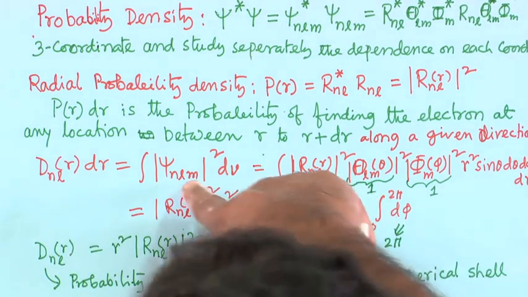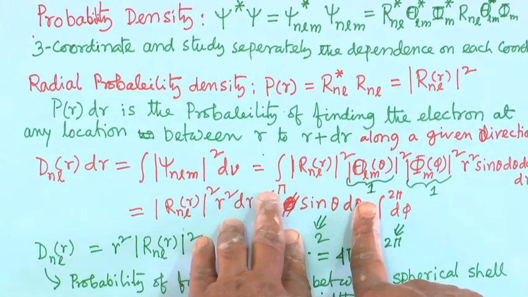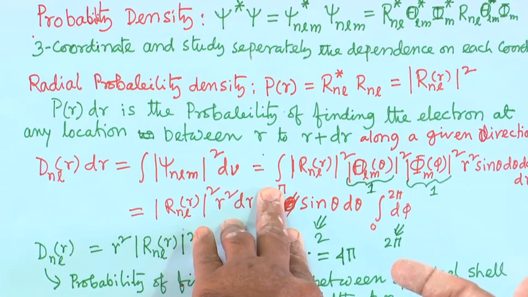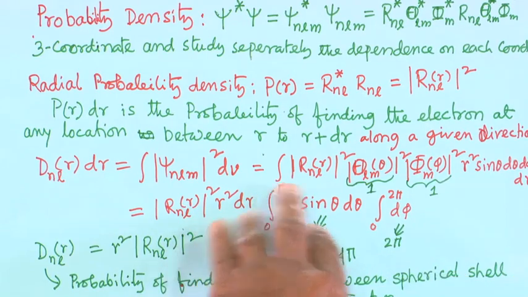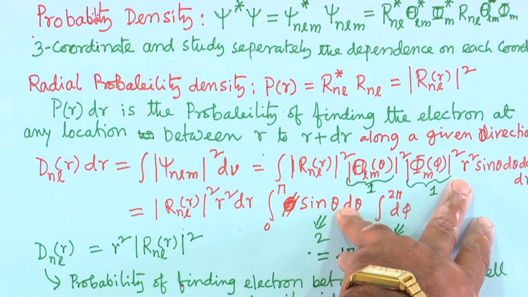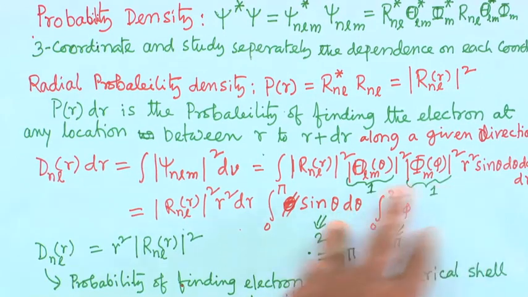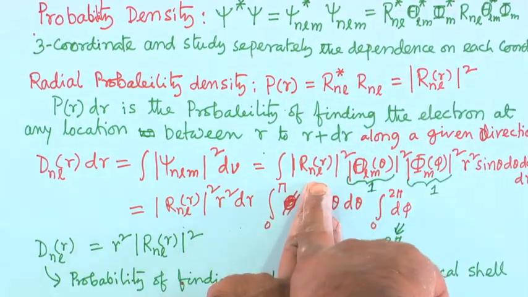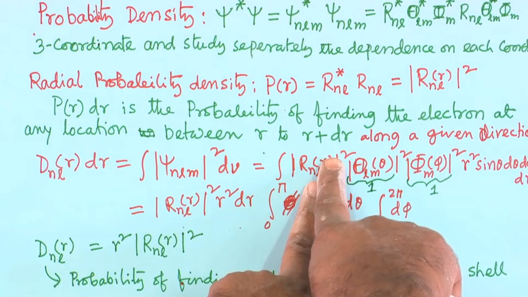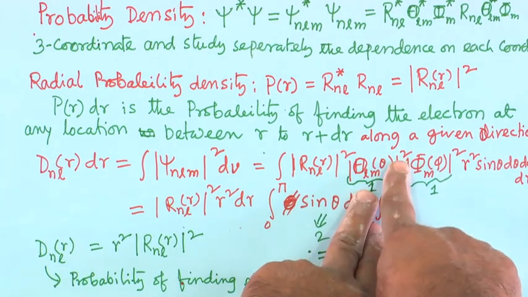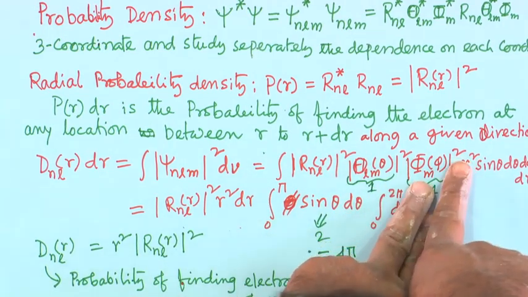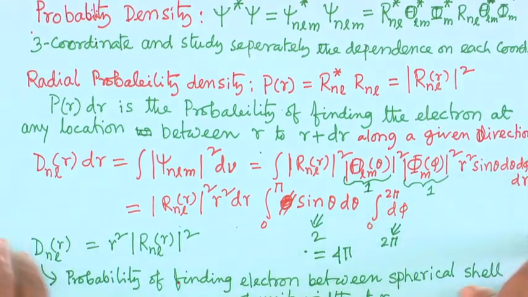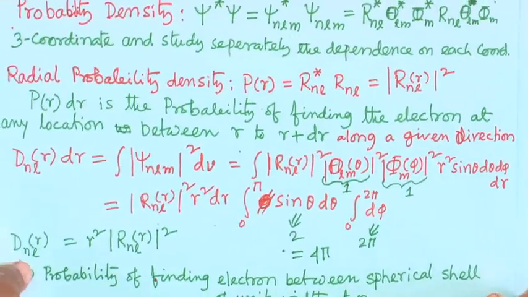So, here theta is an angle, we vary it from 0 to pi, and phi we vary between 0 to 2 pi. Okay. So, I can write from here, as we have seen, R n l squared, theta l m squared, phi m squared, and the elementary volume r squared sin theta d theta d phi dr. So, that I have already discussed earlier.